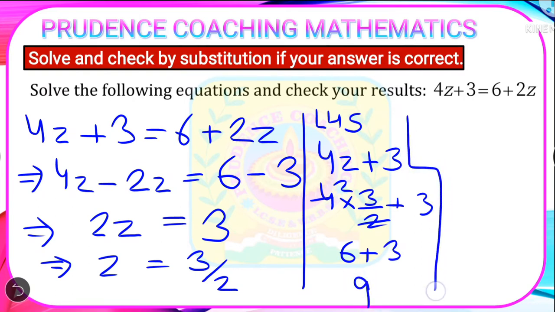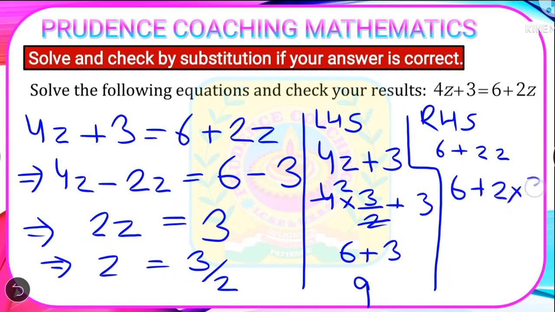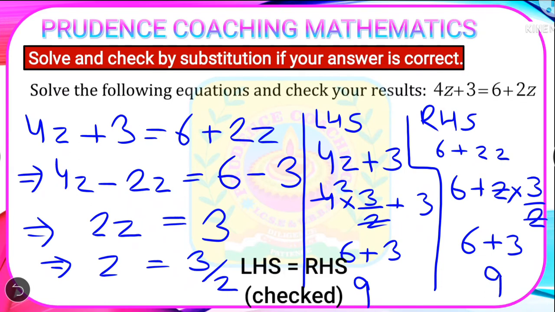Now we will solve for the RHS. In RHS we have 6 plus 2z. So here we need to write 6 plus 2 into 3 by 2, as the value of z is 3 by 2. 2 and 2 will get cancelled. We will be left with 6 plus 3, which is equal to 9. As you can see, LHS is equal to RHS, so we will write LHS equals RHS, checked.